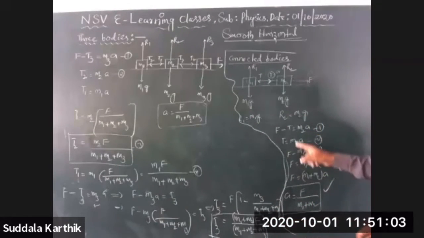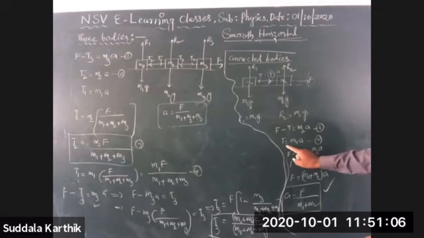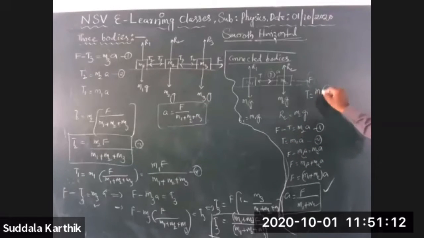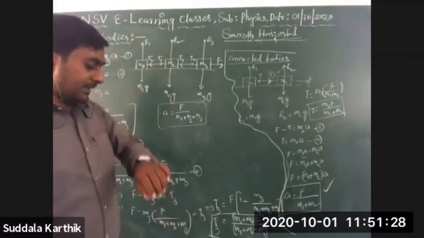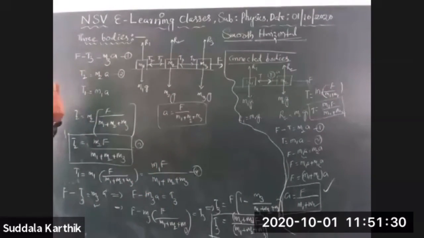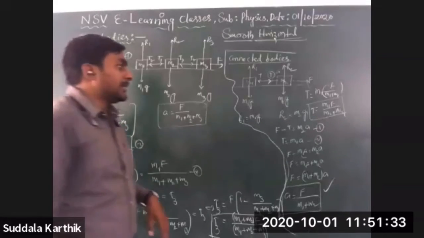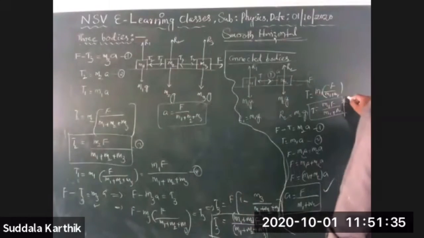And in this also you can calculate T equal to M1A. Then they can ask T, Nana. T is how much? T is equal to M1 into A. M1 into A is how much? F by M1 plus M2, Nana. That is equal to M1F by M1 plus M2. T is equal to M1F by M1 plus M2. Like these situations are there. Yes, you have to remember these equations.